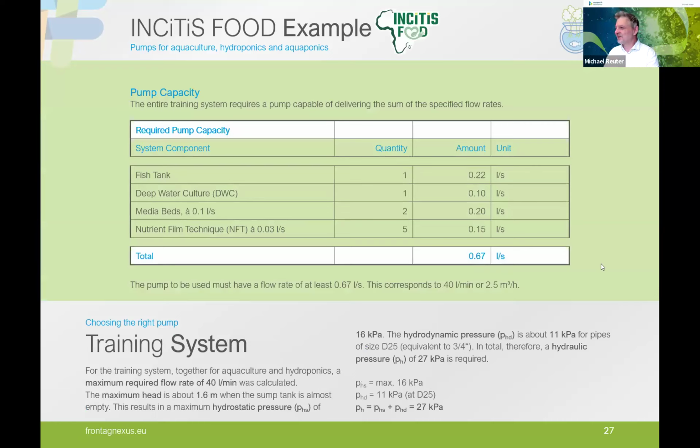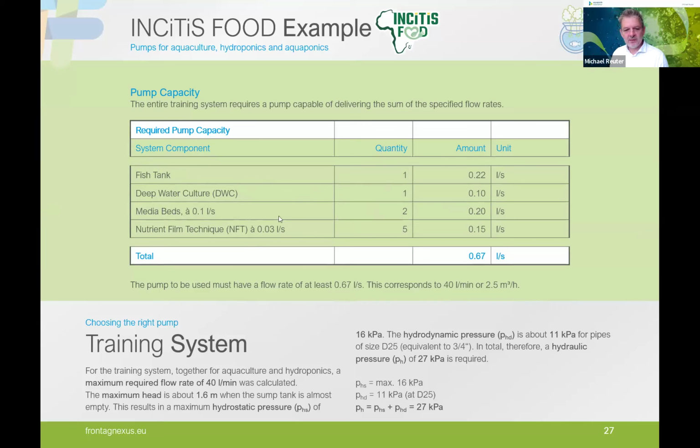So let's look at the example again. We already calculated that we would need a flow rate of 0.22 liters per second in our fish tank. But as I already said, in our training system in Cities Food that we also use as a basic demonstrator in FrontAg Nexus, we will add some hydroponic units to make up an aquaponic system. And we would need another 0.1 liter per second for the deep water culture that we would want to include.